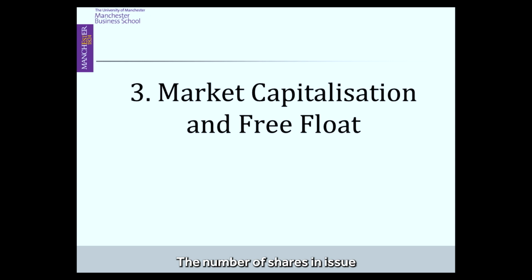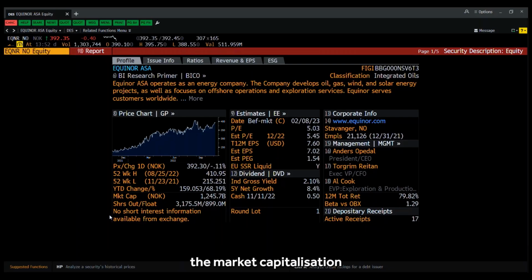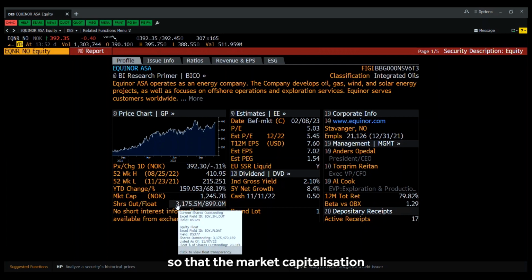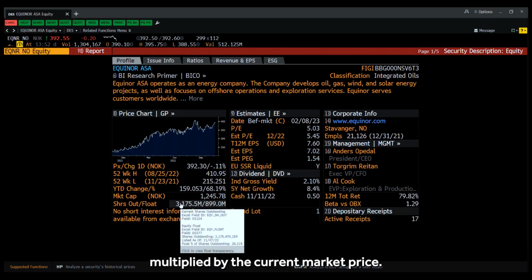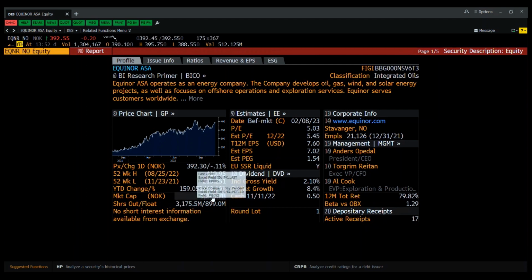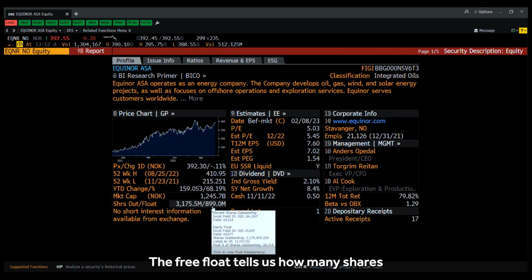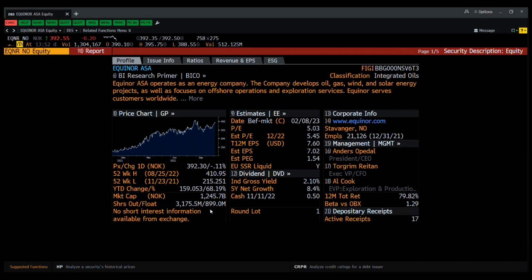The number of shares in issue is what we would ordinarily use to calculate the market capitalisation. So that the market capitalisation is the number of shares in issue multiplied by the current market price. The free float tells us how many shares are actively liable to be traded. Often in some companies, a large number of shares are held by shareholders who are not likely to readily sell them, such as family shareholdings or government shareholdings. This seems to be the case for Equinor, so that we see that the free float is considerably smaller than the total number of shares.